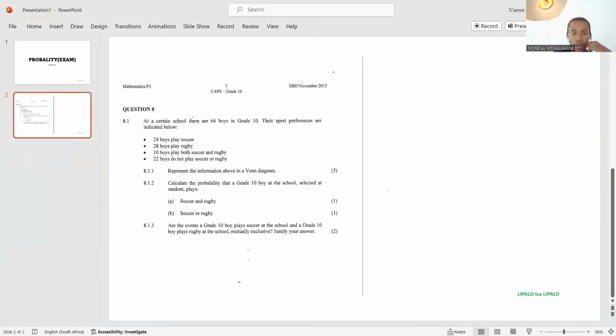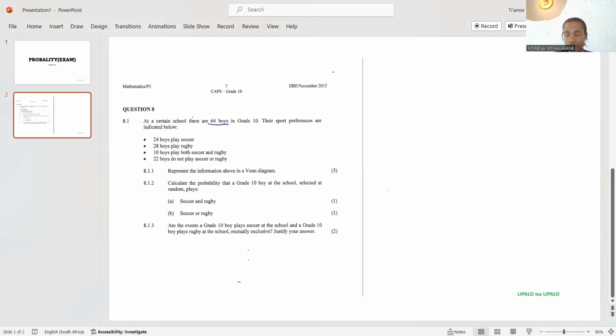Good. Now, in question 8, at a certain school, there are 64 boys in grade 10. Their sport preferences are indicated as below. So 64 boys, that's the total we're looking at. Now, 24 of the boys play soccer. You have 28 playing rugby, and then 10 of them play both rugby and soccer. And then you have 22 that do not participate in either, right?